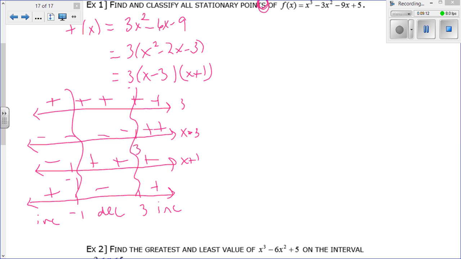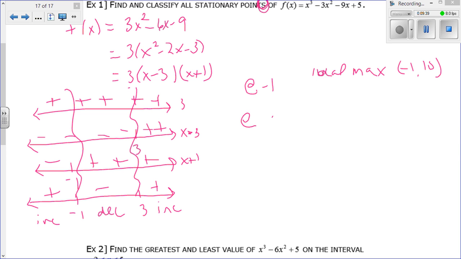So at negative 1, I am increasing, then decreasing. So this is a local maximum. And that would be the point negative 1. If I stick negative 1 into the original function, I will get 10.